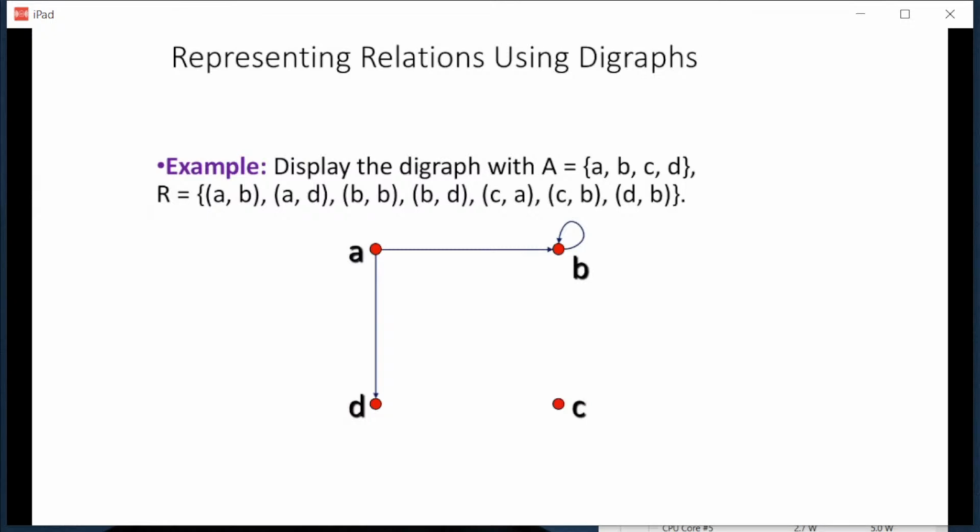I'll have to make my arrowheads bigger next time, so sorry about that. It's kind of hard to see them.